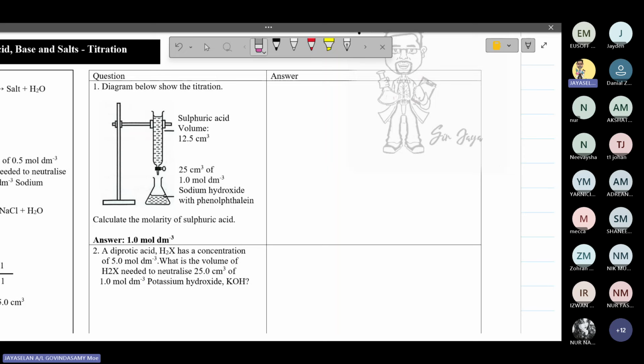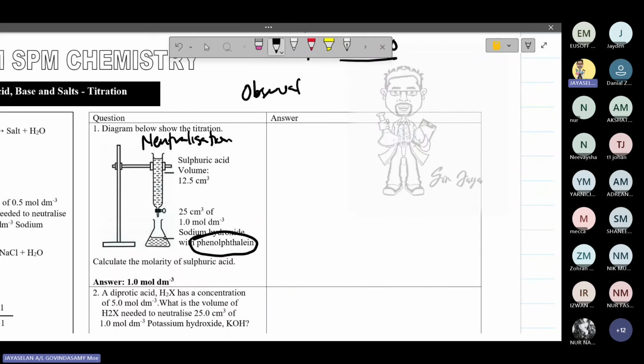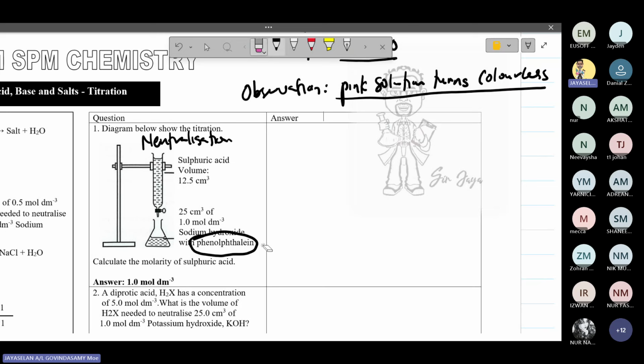When you get this question, this one is known as what reaction? Neutralization. Number one. And when you see phenolphthalein, if they ask what is the observation, very simple, you put pink solution turns colorless. Must follow like this. Don't just write turns colorless, then you don't get the mark. Must put from what color change to what color. So, one mark. Okay, any question?